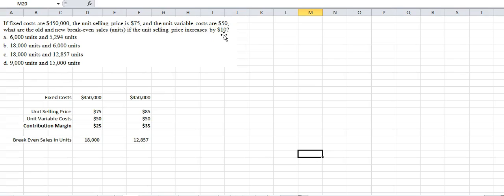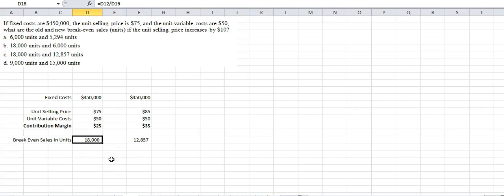Okay, so we'll do two columns, right? Fixed costs stay the same at $450,000. Under this scenario, I sell the product at $75, and the variable cost will stay fixed at $50. So the contribution margin is going to be $25 per unit sold, right? So if I have to sell 18,000 units to break even, how do I come up with that 18,000 units?